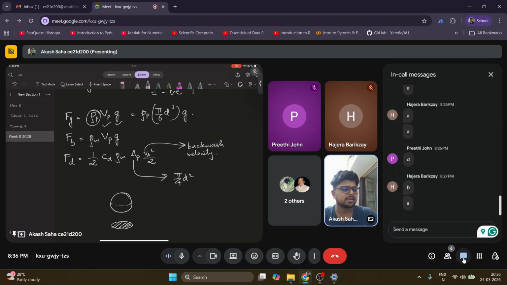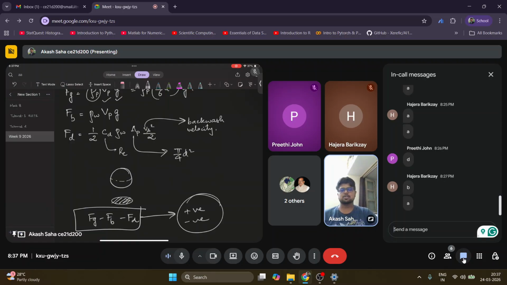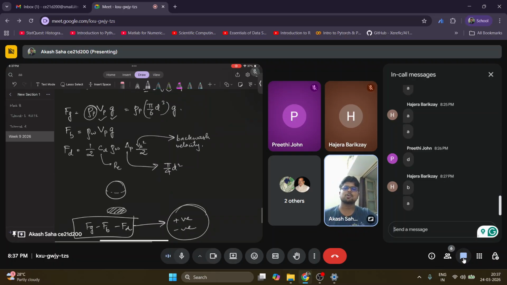CD you can calculate by the Reynolds number, very simple, and we all know this. So once you equate everything, you calculate FG minus FB minus FD. Once you calculate this, you will finally get whether it's positive or negative, and based on that, whether the particle will be thrown out of the system or will remain in the system. These are simple physics equations which you have solved, but the question is how to apply them in a problem.